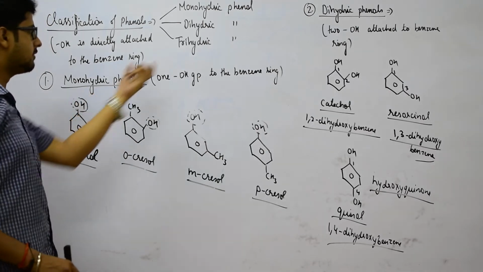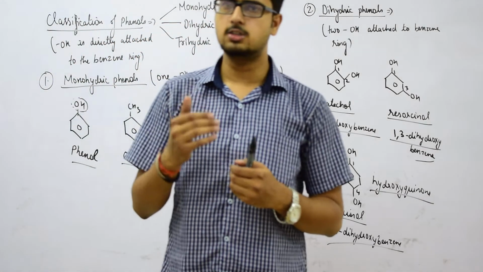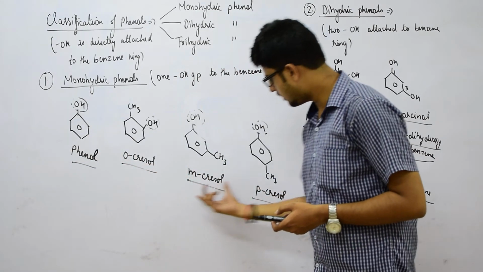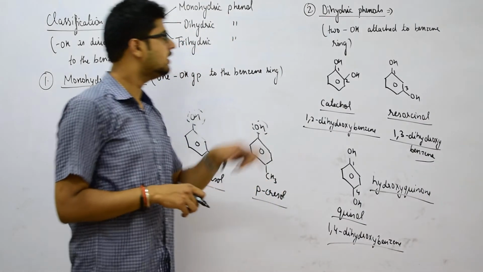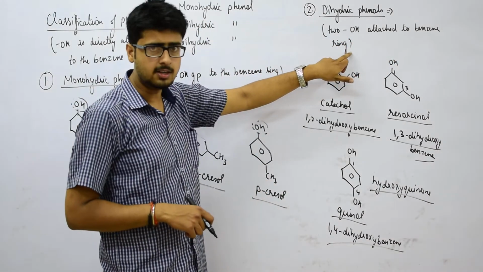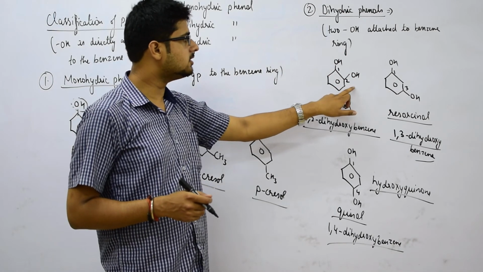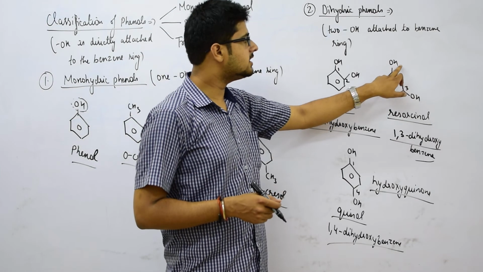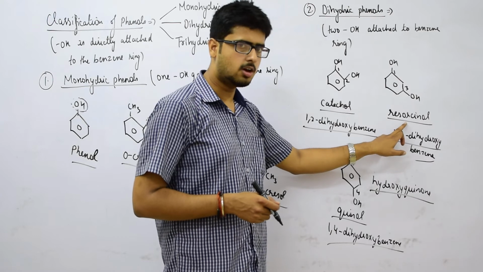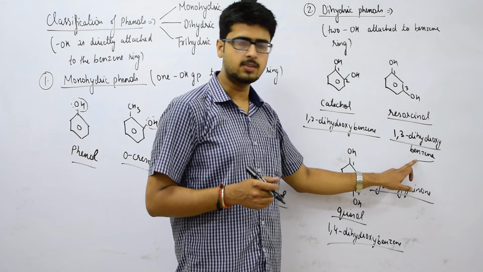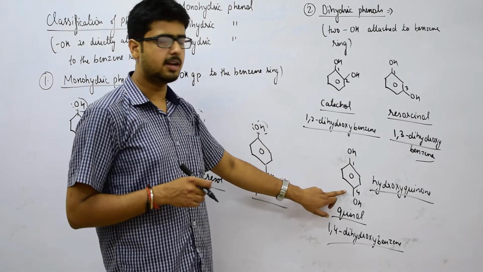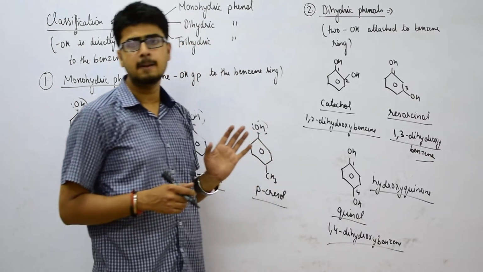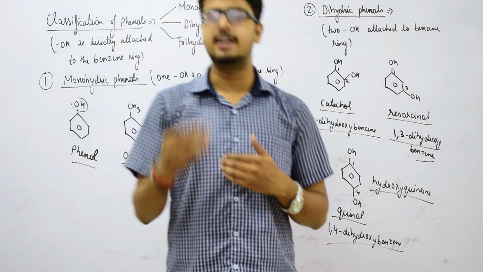So this was all about monohydric phenol and dihydric phenol. In case of monohydric phenol, there is only one OH group which is directly attached to the benzene ring, like phenol, orthocresol, metacresol, and paracresol. In case of dihydric phenol, we have two OH groups directly attached to the benzene ring. If the attachment is at first and second position, commonly called catechol, and the IUPAC nomenclature is 1,2-dihydroxybenzene. When the attachment is at first and third carbon atom, it is commonly called resorcinol, and the IUPAC name is 1,3-dihydroxybenzene. And when the attachment is at first and fourth carbon atom, it is commonly called quinol or hydroxyquinone, and the IUPAC name is 1,4-dihydroxybenzene.